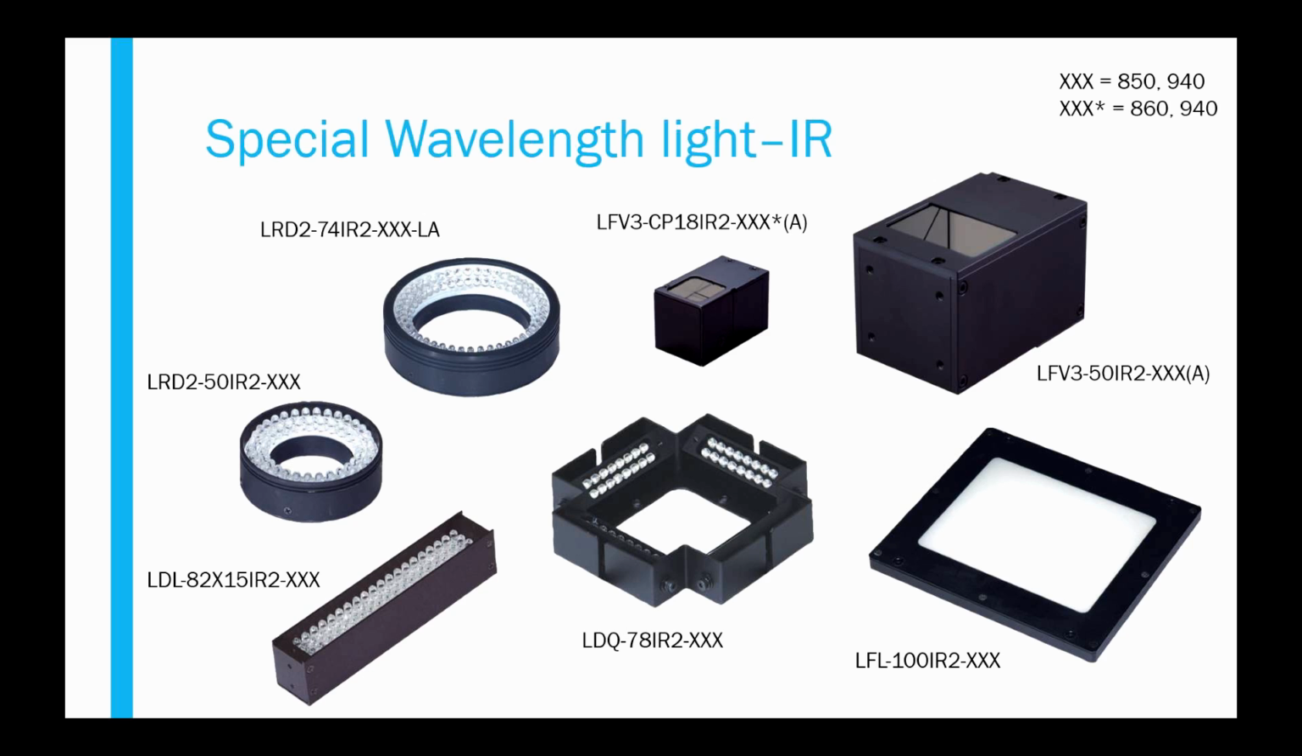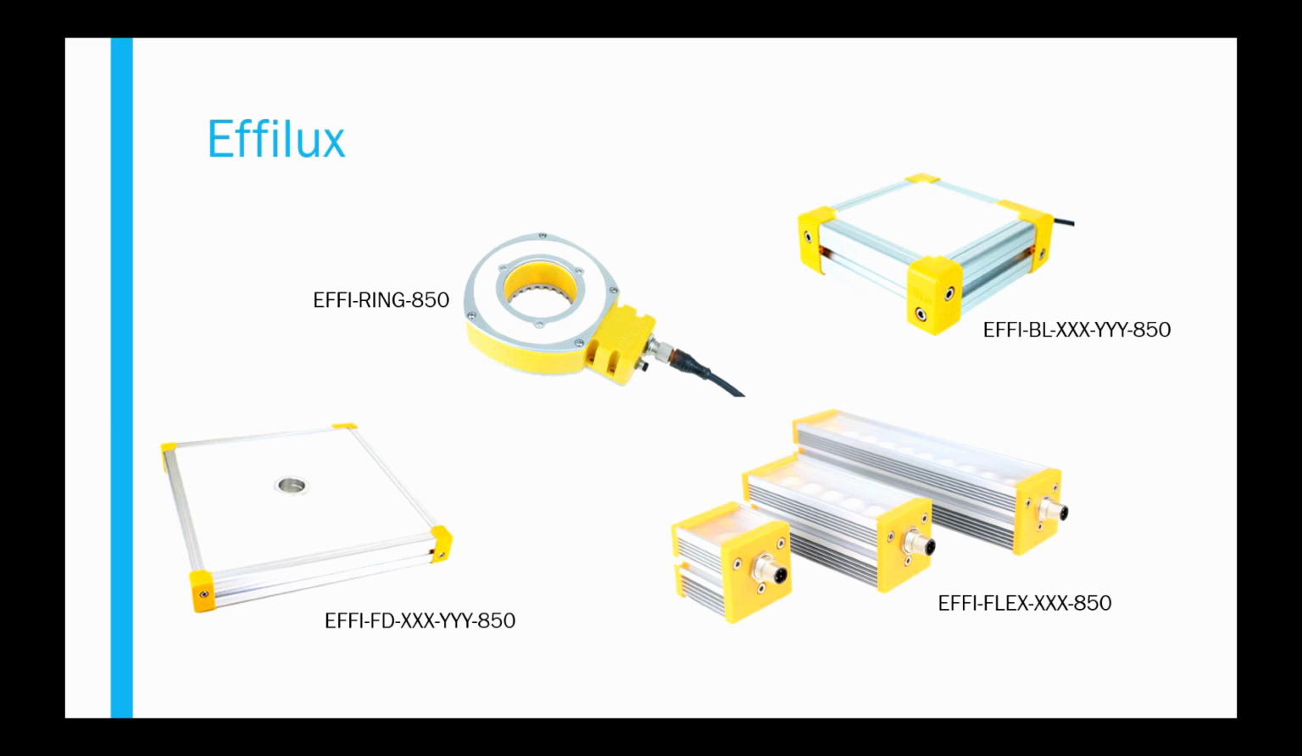So CCS offers a large array of IR lights that are ring lights, low-angle ring lights, bar, coaxial. So we offer this so people can optimize the collimation or optimize the bright field or dark field images with the reflections as well as the wavelength to create the best image possible. Ephilux also offers a wavelength of 850 nanometer versions of their lights, and you can get it in the flex, the ring, the backlight, and the flat dome light.